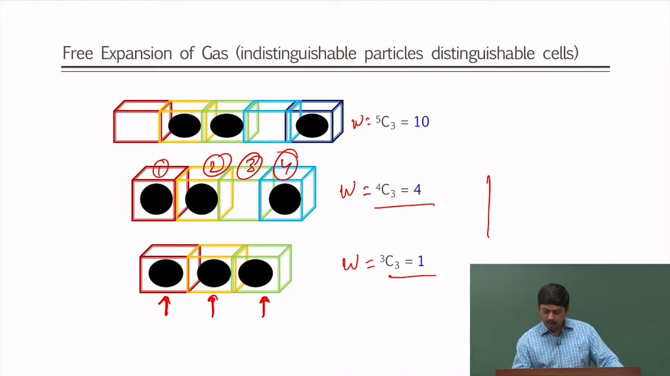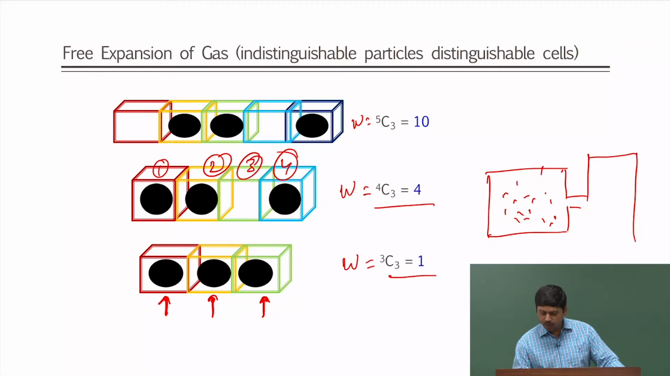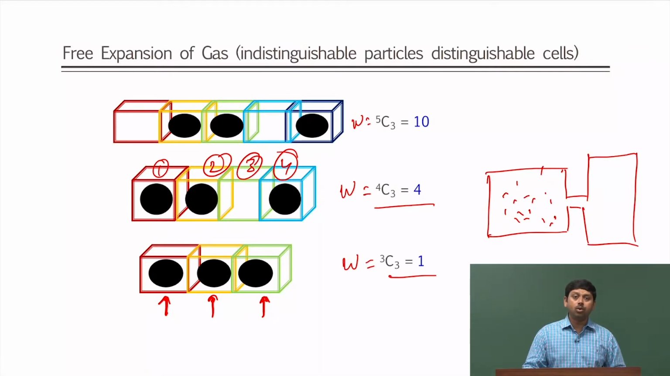Exactly that happens for the free expansion case, right. Whenever there is a particle here, it has only this much space to occupy, and then suddenly I have opened a new chamber for the particle to move in, just because it has more space to go, just because there is no restriction for it to go.